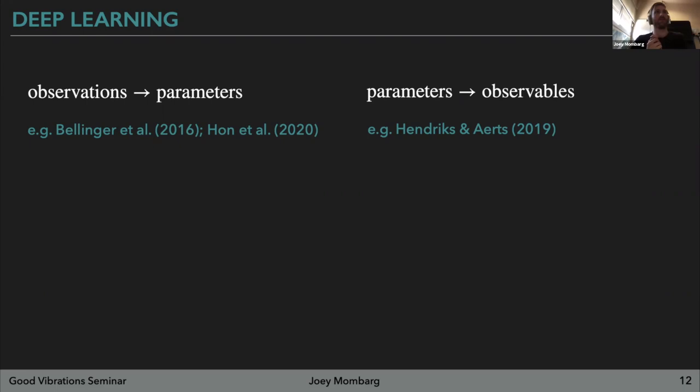There are roughly two ways you can go about this. You can train your neural network on the observations to predict the parameters, as has been done, for instance, by Ole Bellinger or Mark Hahn. Or you can do it the other way around, where you train the neural network on the parameters to predict the observables, as done by Hendrix and Arts.